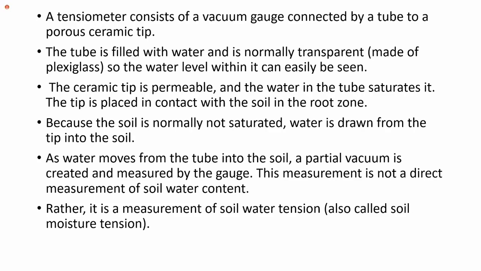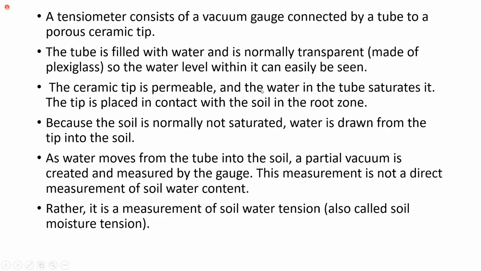The tensiometer consists of a vacuum gauge connected by a tube to the porous ceramic tip, which I have already shown to you. The tube is filled with water and is normally transparent, so that the water level within it can be easily seen. The ceramic tip is permeable to water, which means it can allow water inside and outside.